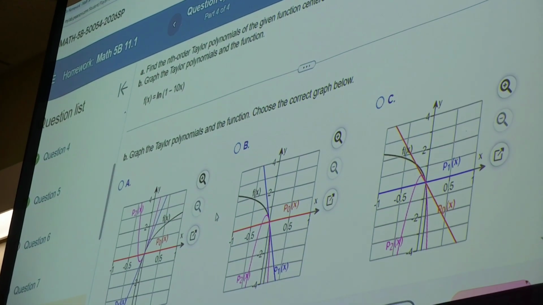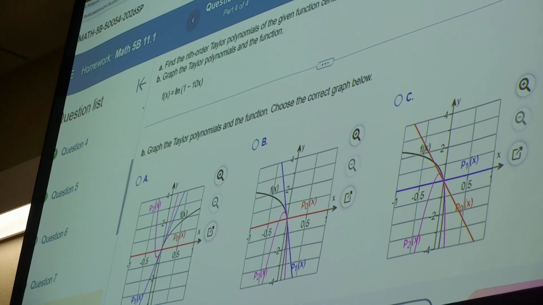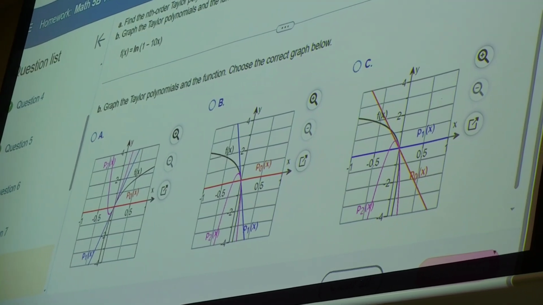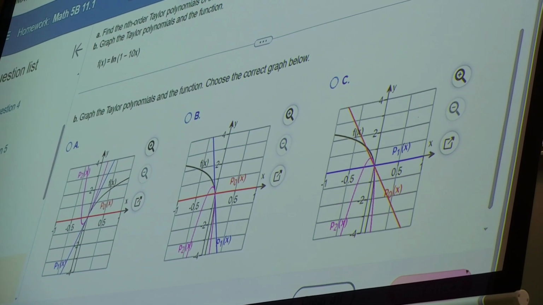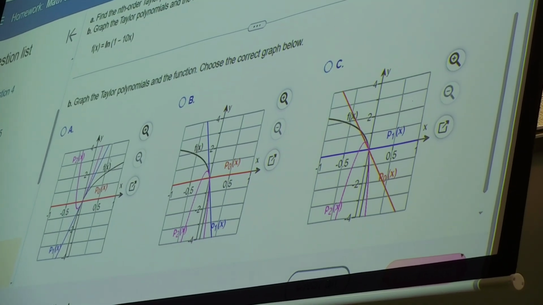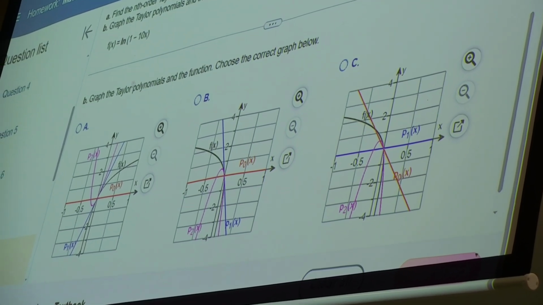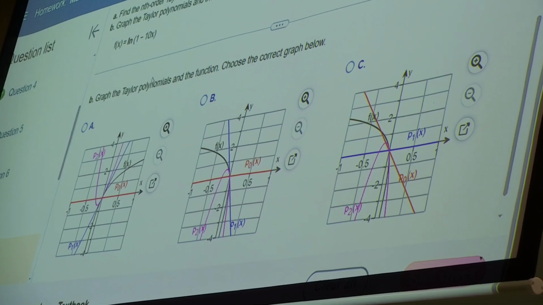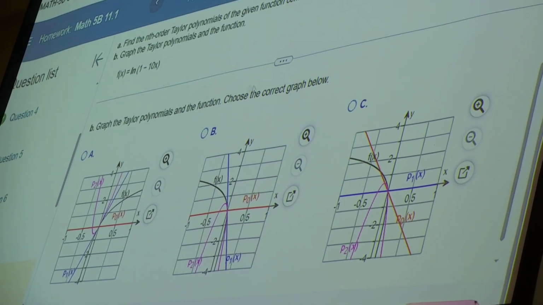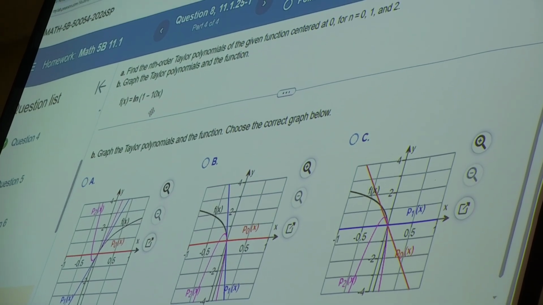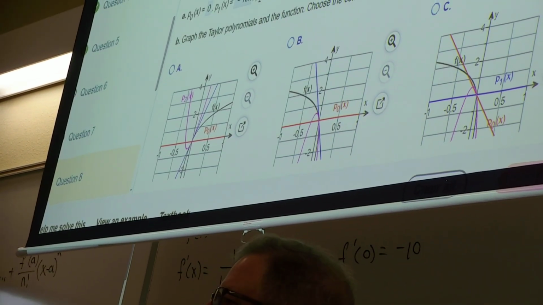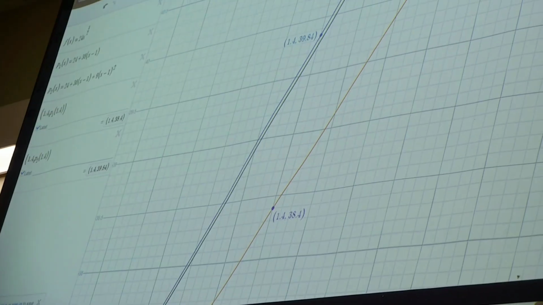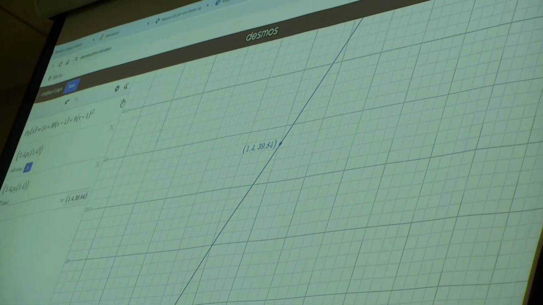Oh, I want you to do this part. See up here? 11.1.25 T. That T is for technology. So they want you to do what we've been doing on Desmos, to graph it and match it up. You don't have to graph these by hand. You're welcome to use Desmos. Okay? So let's go ahead and put it on Desmos. Here are all these.